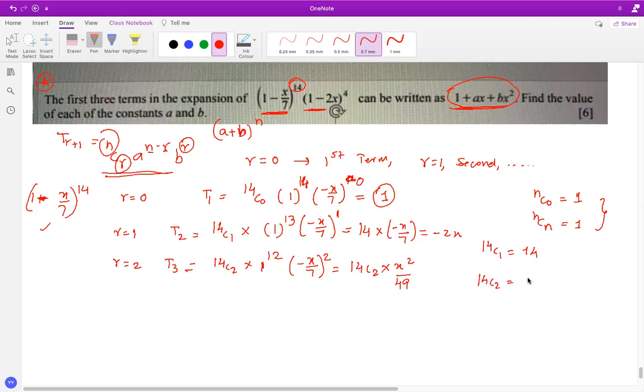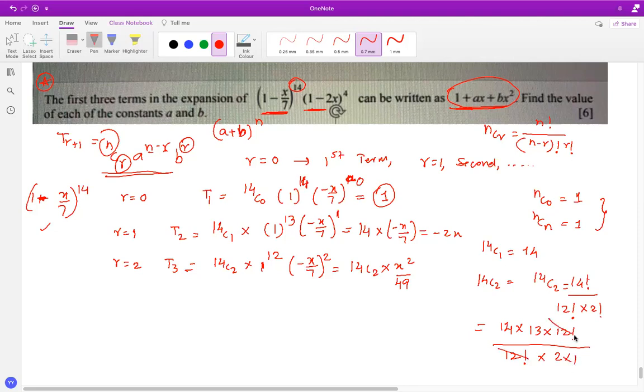If you remember the formula of nCr, it's n factorial over (n minus r) factorial times r factorial. So 14C2 is 14 factorial over 12 factorial times 2 factorial. Now this can be written as 14 times 13 times 12 factorial over 12 factorial times 2 into 1. So 12 factorial gets cancelled. 2 goes with 14 to give 7. So you get 13 times 7.